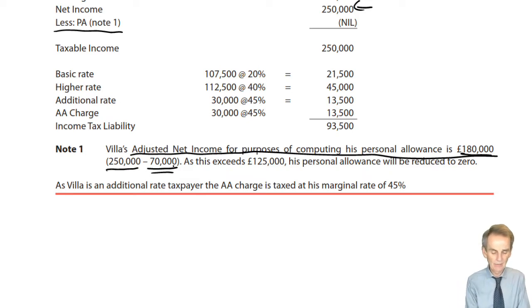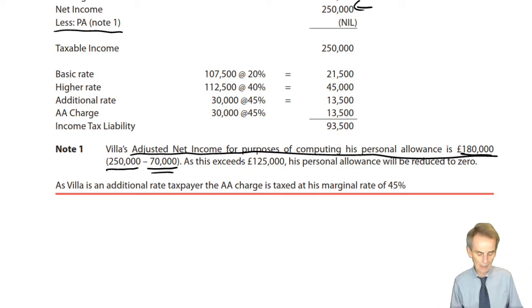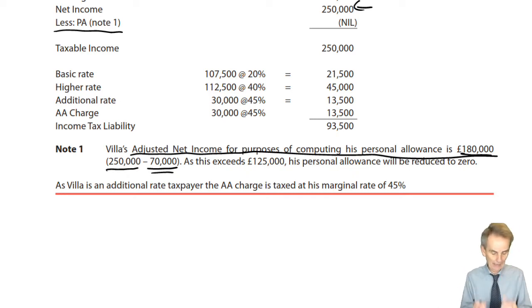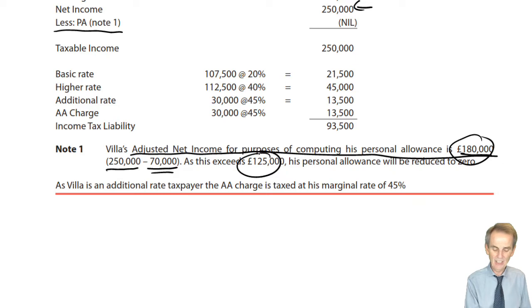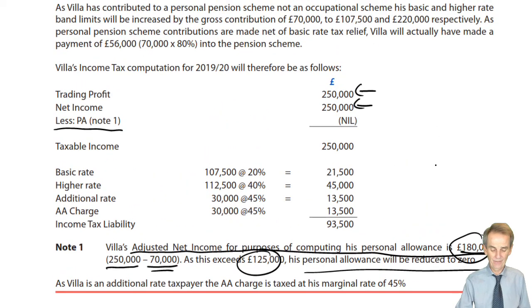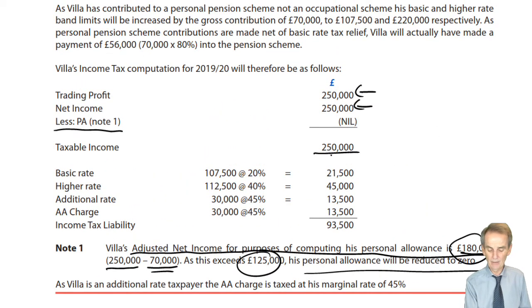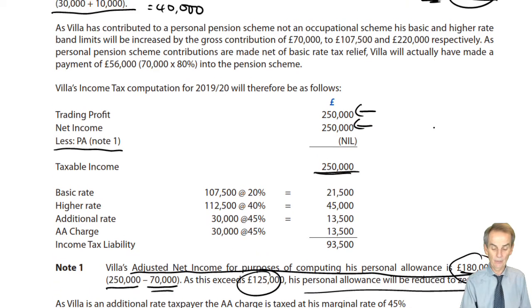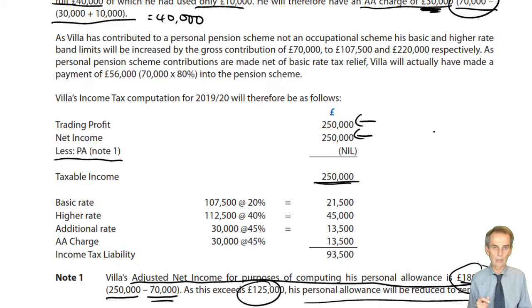Right, so here therefore, adjusted net income for purposes of personal allowance, 250 is the net minus the gross personal pension contribution. Again, remember, we would deduct gift aid payments in their gross form and personal pension contributions would be deducted, again, back in chapter 2. That therefore gives us 180,000. That exceeds £125,000, so the personal allowance is reduced to 0. So what we've got is taxable income of £250,000.